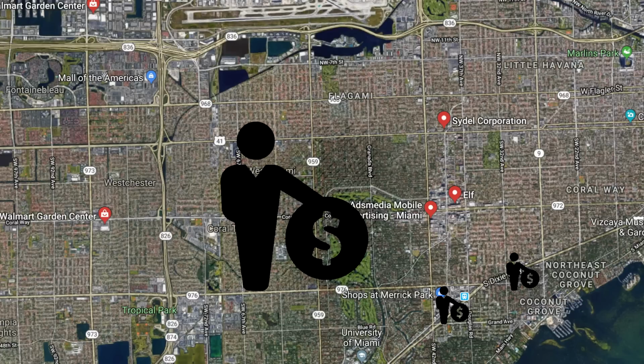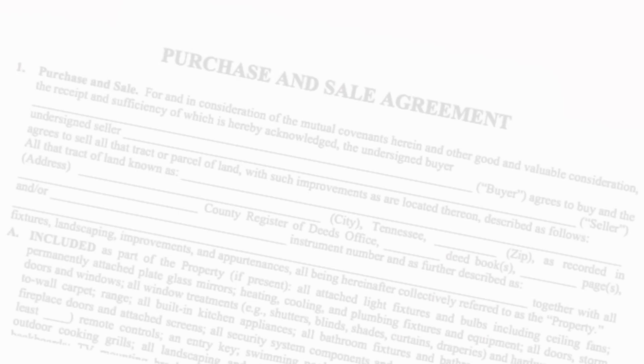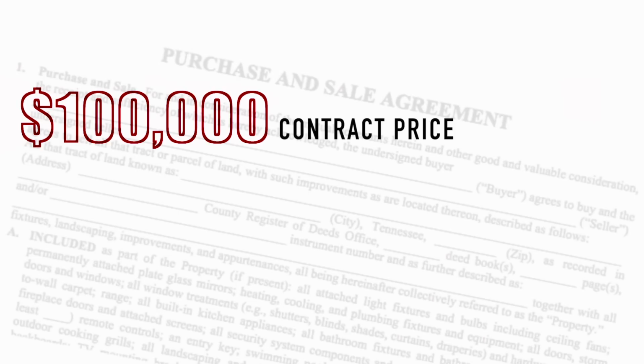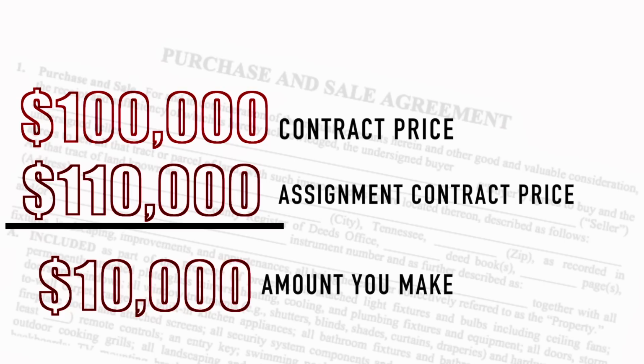All right. So there's no need to overcomplicate it. You're simply a matchmaker. You're not even purchasing the property. You're simply finding properties and matching them with cash buyers. Now, you're going to make the difference between what you get under contract for and what your cash buyer purchases it for. All right, so for example, let's say you put a house under contract for $100,000 and you assign that contract for $110,000, you're going to make the difference of $10,000, all right?